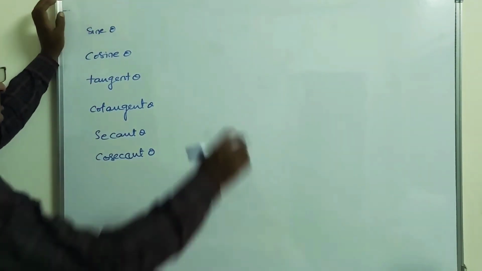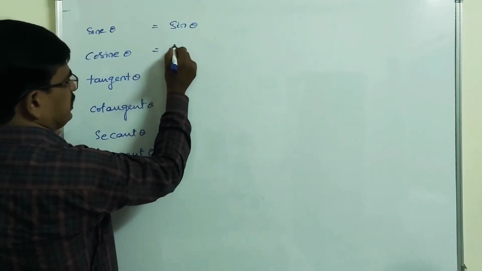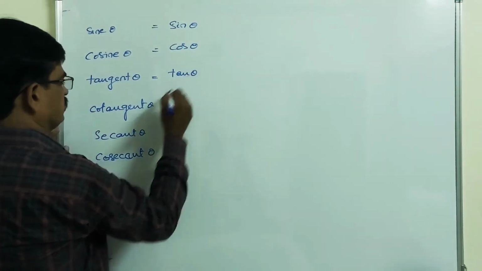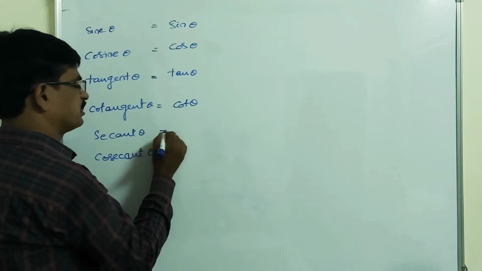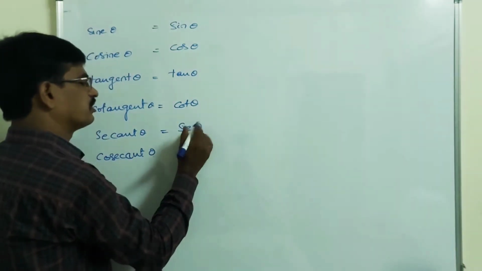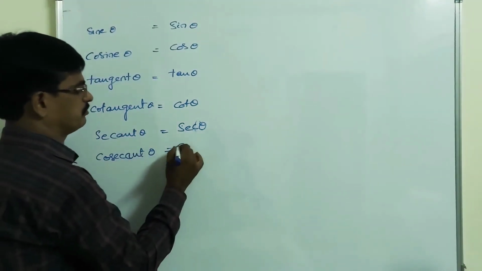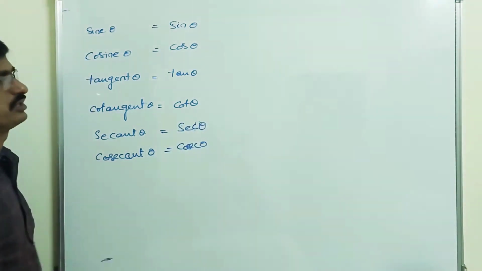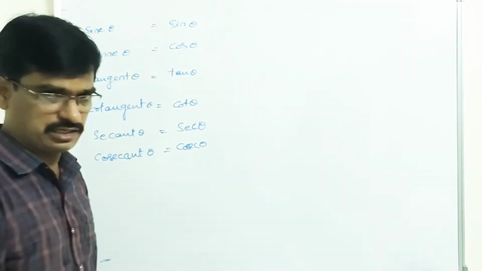Here sine theta we can write simply as sin theta. Cosine can be written as cos theta. Tangent can be written as tan theta. Cotangent can be written as cot theta. Secant can be written as sec theta. We can read it as sec theta or secant theta. This is cosecant theta, but we have to write cosec theta like this. These 6 trigonometric ratios we are going to define with the help of a right angle.